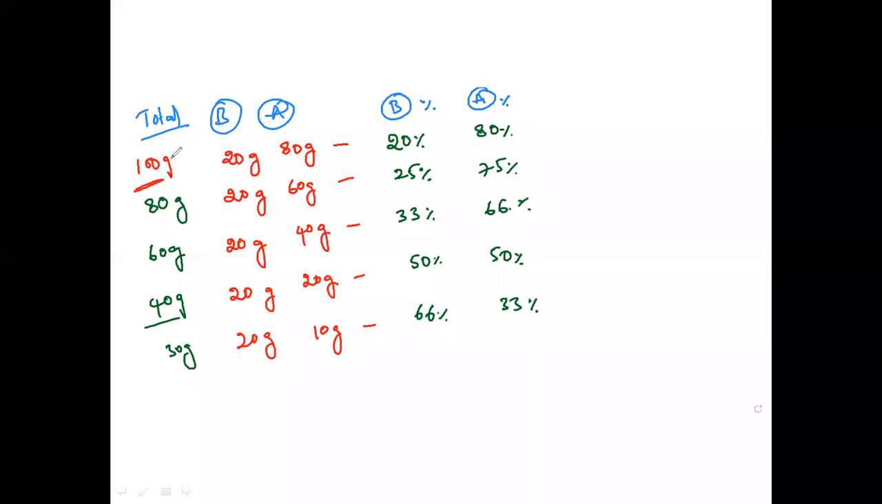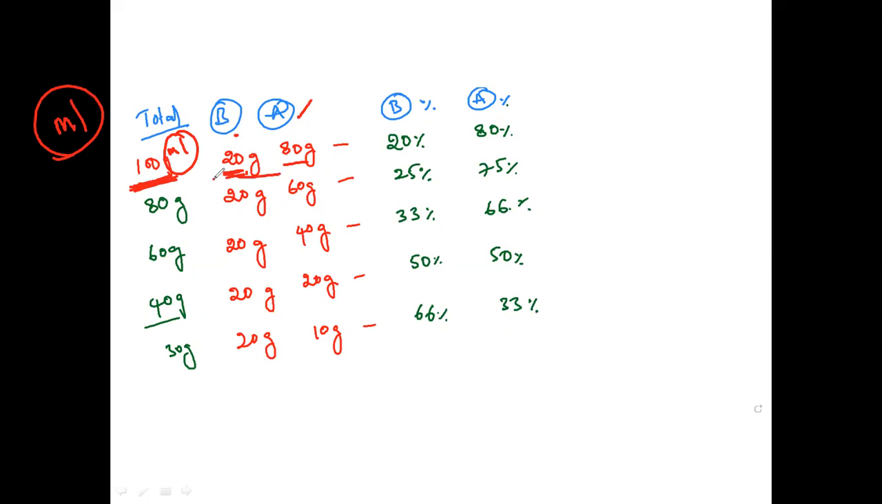So see here, let us take first 100 grams is there. So actually we are taking liquid, so it is not grams. It should actually be ml. So let us take first 100 ml is there. If we are taking 100 ml, in which 20 ml will be our B and 80 ml will be our A.